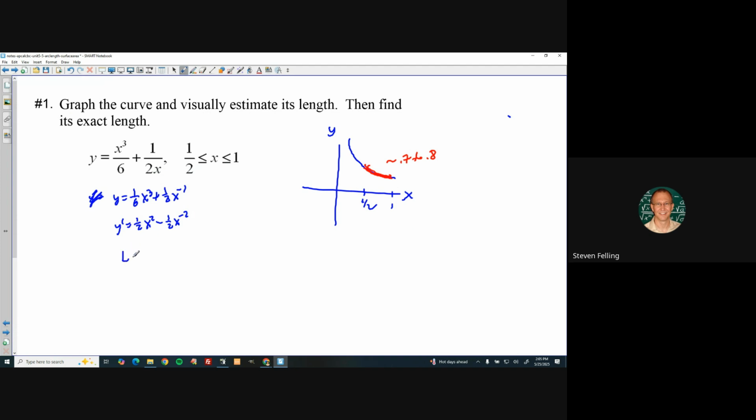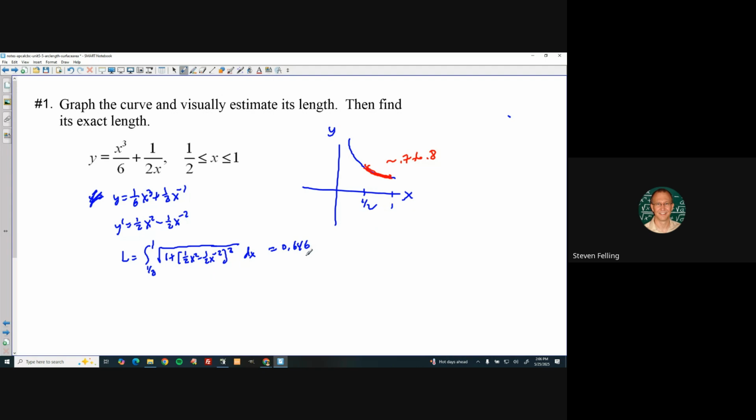means that the length, the path length, is an integral from 1/2 to 1, because they told me to integrate over that area, the square root of 1 plus the derivative of the function, 1/2 x squared minus 1/2 x to the -2 squared, and then dx. And if you plug that in, you end up getting that it is 0.646. So we were a little high on the estimate. It's actually just under 0.7.